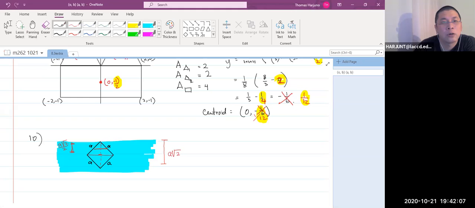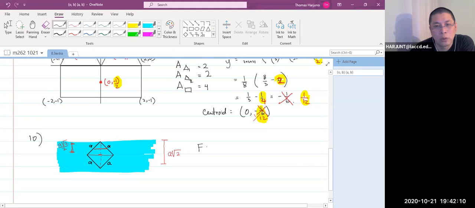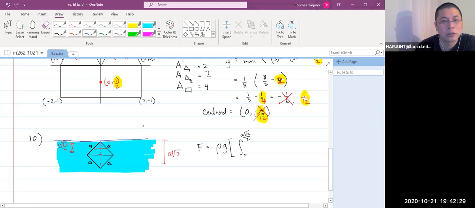So what is the hydrostatic force? The force will be rho g times the integral from 0 to a radical 2 over 2. If my reference is here, this is my x equals 0, then when the depth is x, the width is twice of that.